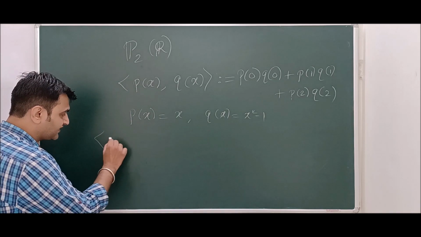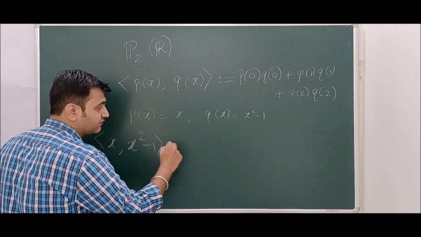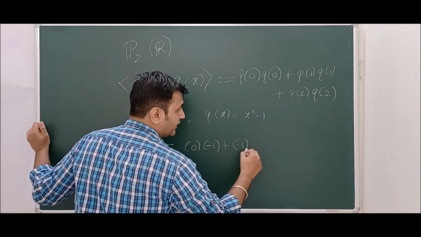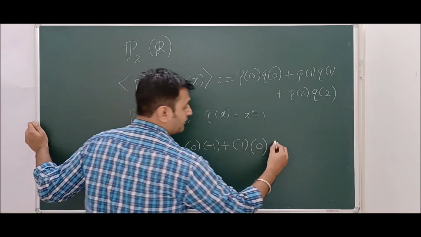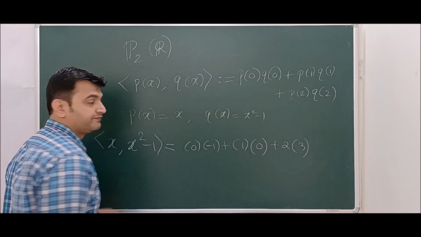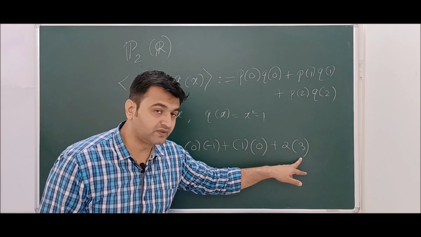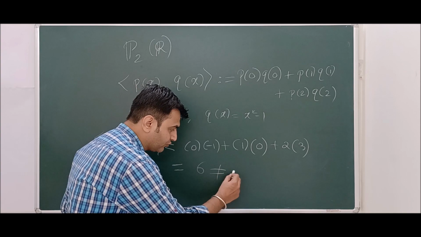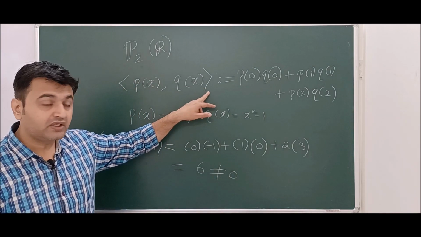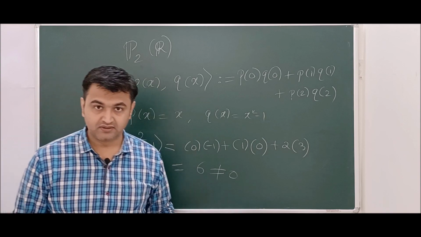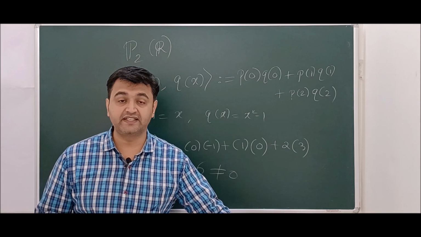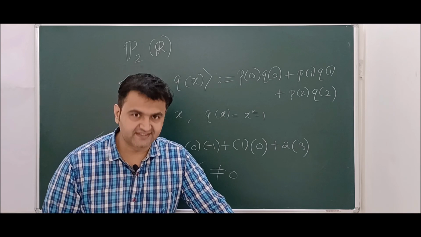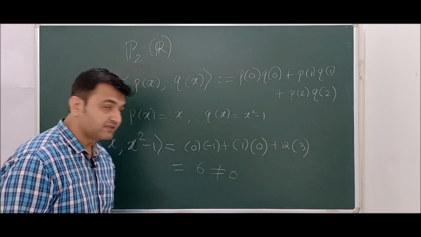Let's try to check it out. What is the inner product of x comma x square minus 1? p of 0 into q of 0 plus p of 1 into q of 1 plus p of 2 into q of 2. 2 into 4 minus 1, 3. Then here you have 0, 0. So therefore you can check that the answer is 6, which is non-zero. So with respect to this inner product, these two polynomials are not orthogonal. And that's what I meant earlier when I said that if you change the inner product, orthogonality between the vectors changes. Okay, so this is one example.